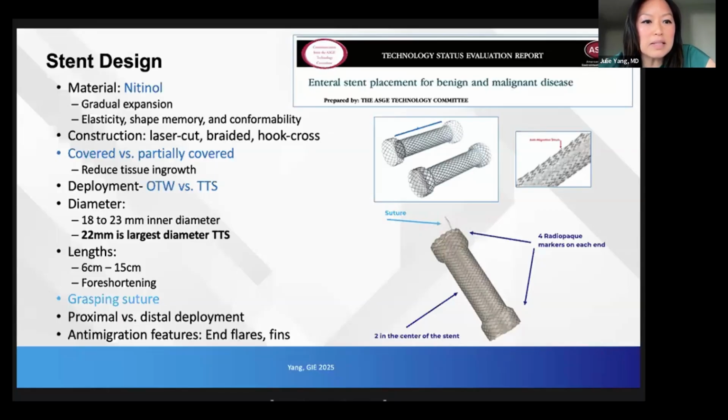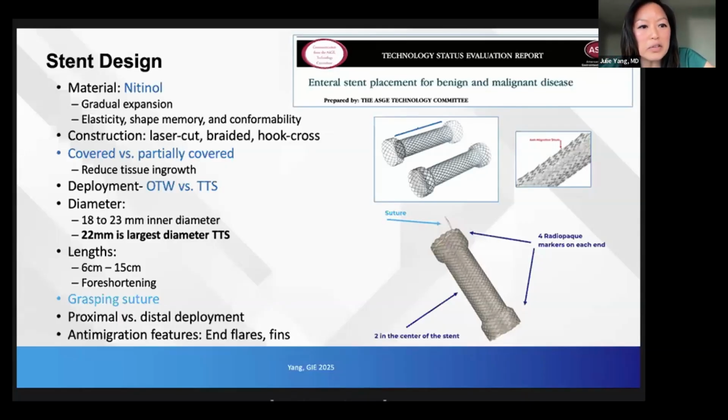Other important things about stents are that you have covered and partially covered. There is one stent on the market that's completely uncovered, but we've really moved away from uncovered stents and now are using solely covered and partially covered. And you can see on the picture here is that it's a silicone covering of basically the body of the stent, leaving the bare ends bare. That's the partially covered. And the idea of that is to reduce tissue ingrowth versus fully covered, where the silicone covering is covering the entire entity of the stent.